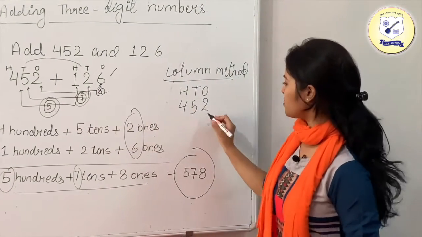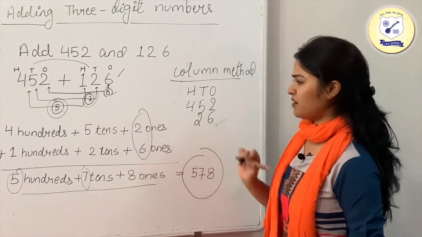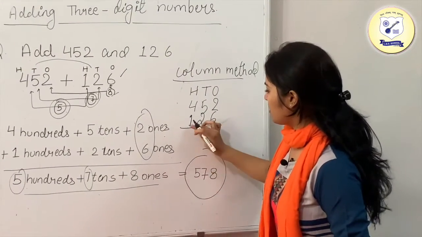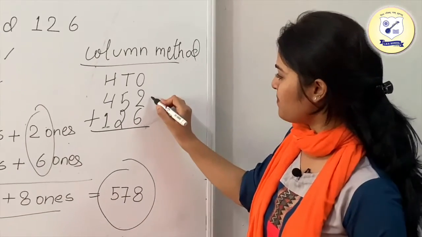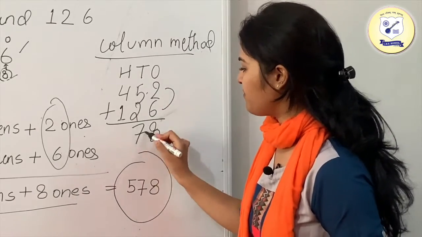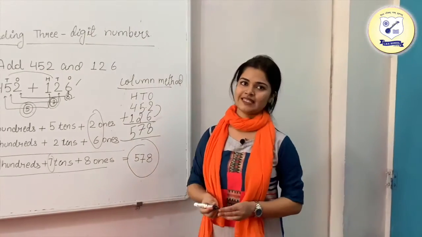6 is on ones place, so just put it down the 2. 2 is on tens place, so write it below 5, and 1 is on 100 place, so write it down the 4. Now just put your symbol. Now just add them. 6 plus 2 is 8, 5 plus 2 is your 7, and 4 plus 1 is 5. So your answer will be 578.